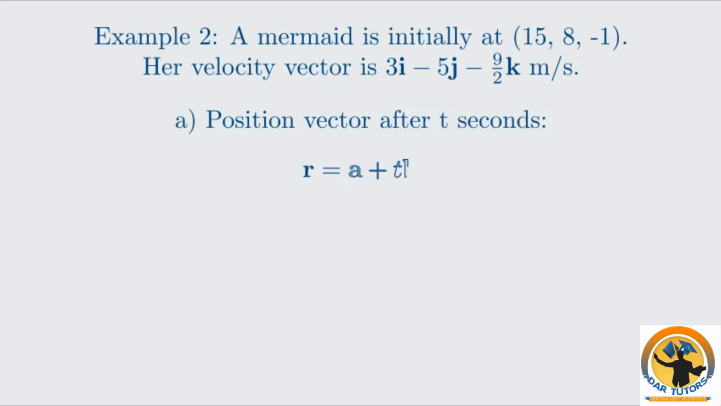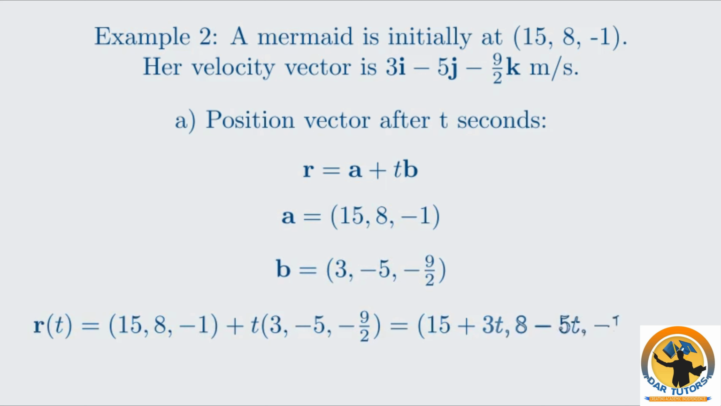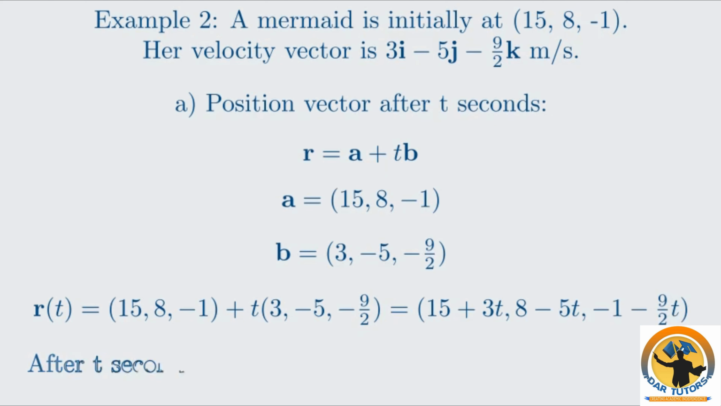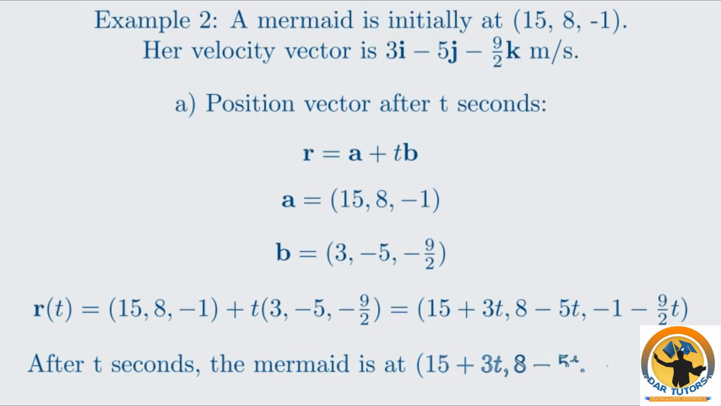Let's find her position vector at time t. We use the formula r equals a plus tb. The initial position vector a is (15, 8, negative 1). The velocity vector b is (3, negative 5, negative 9 over 2). Combining these, we get the position vector r of t. This vector r of t gives us the mermaid's x, y, and z coordinates at any time t. So after t seconds, the mermaid is at the point with coordinates 15 plus 3t, 8 minus 5t, and negative 1 minus 9 over 2 t.